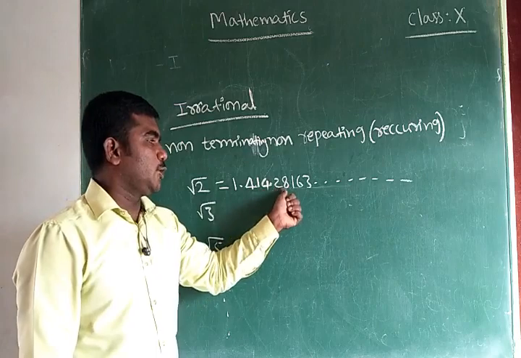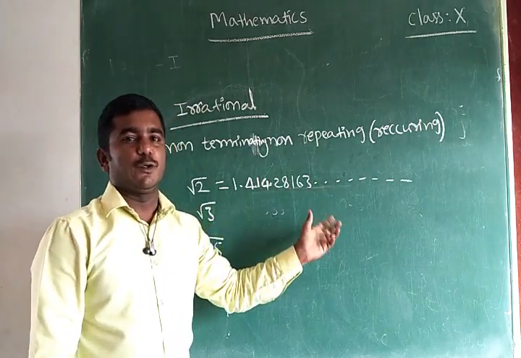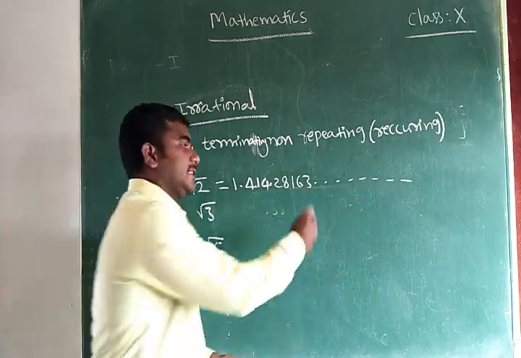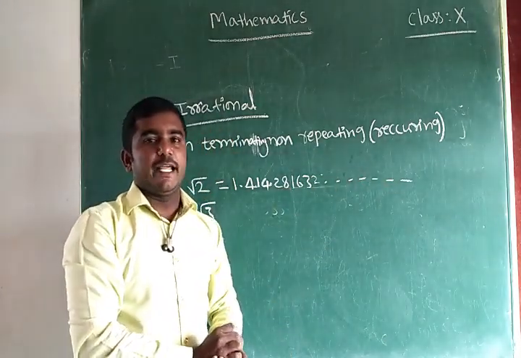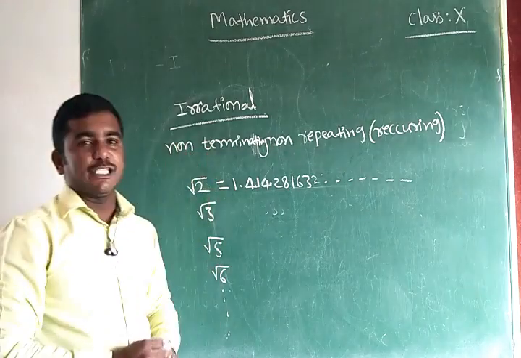Here it is 1.4142816 3 and so on. After that what will come, we don't know. Any number can come. If you find that, you will get some digits, but these values won't repeat. So these are the examples of irrational numbers.